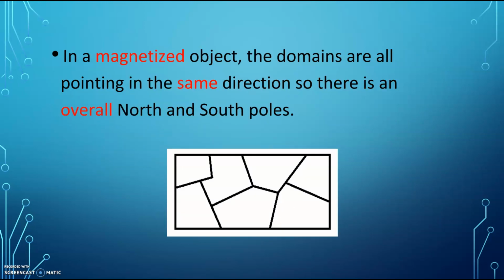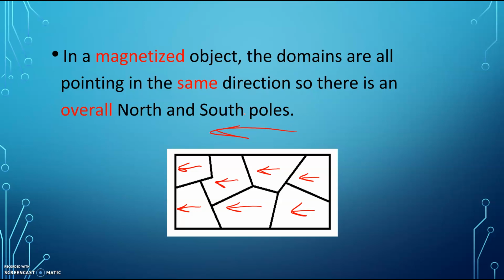However, in a magnetized object, all the domains are pointing in the same direction, so there is an overall north and south. So what you'll see here is you could see something like this. They're all going to be pointing in the same direction. If they're all pointing in the same direction, that is a magnetized object. In this scenario, all of the arrows were pointing to the left.